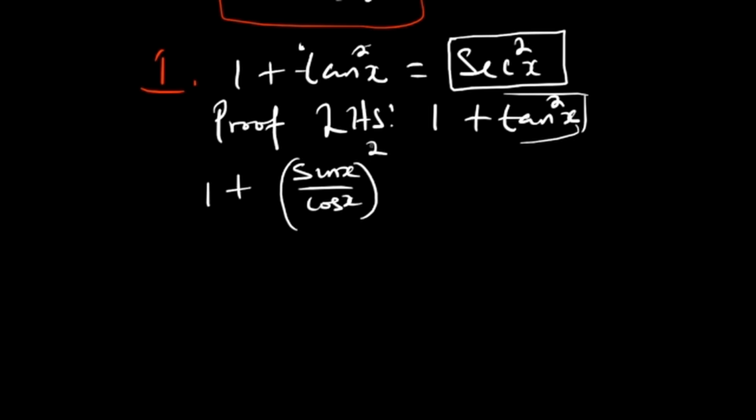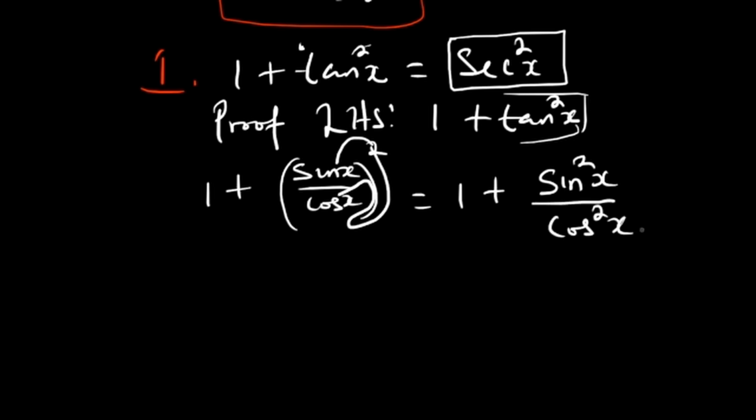Now let's distribute. This 2 has to go to the sine. It also has to go to the cos. So this is now going to be equal to 1 plus sine squared x all over cos squared x. We don't say sine x squared. No, it's sine squared x. Have you seen we've converted the tan into sine and cosine, and we've distributed the power across everything inside the bracket? Now, what do we do?